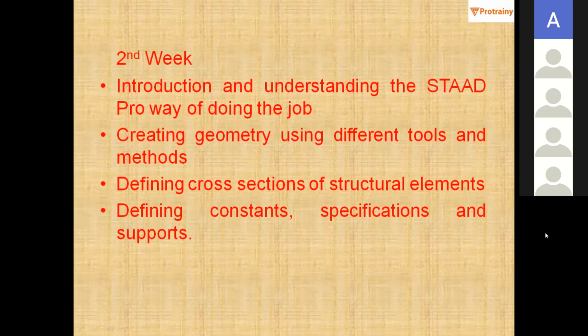So in this week, we are going to cover the introduction and understanding the STAADPRO way of doing the job, creating geometry using different tools and methods, defining cross sections of structural elements, which is again beam, column, and slab, defining constants, specifications, and supports.